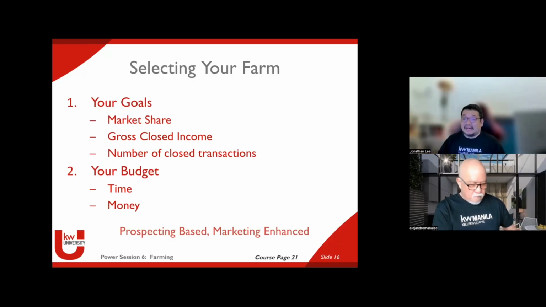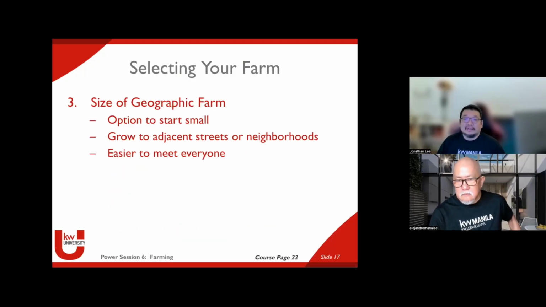So you're going to be very clear, how does that look like? Because that's going to impact your market, right? The size of the geographical farm, option to start small, grow adjacent streets and neighborhood. Is it easier to meet people? It's important for people in the neighborhood to know you. If you truly want to farm that place, you've got to be known as the person for that location. You've got to be known like that. Or at least the person of that segment market, or the person of that particular thing. So you need to have that branding or that particular approach, right?